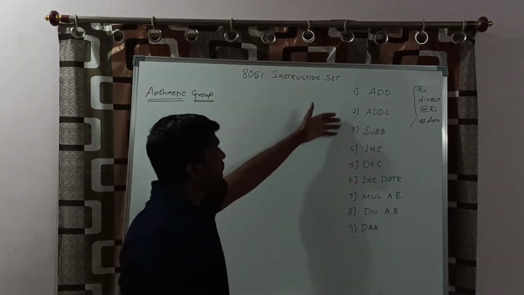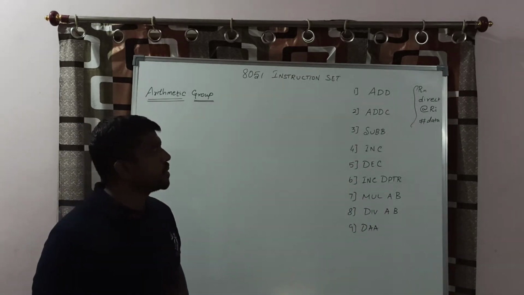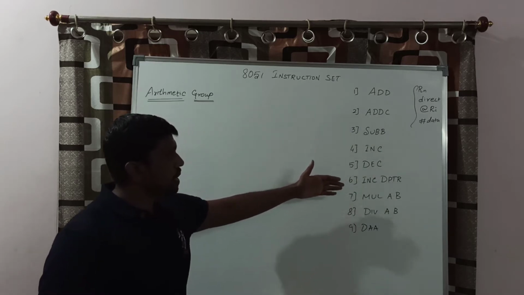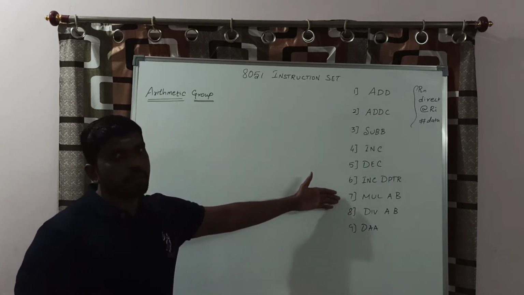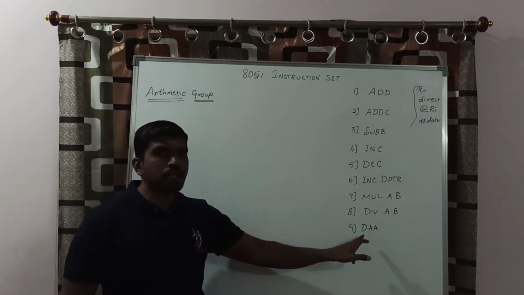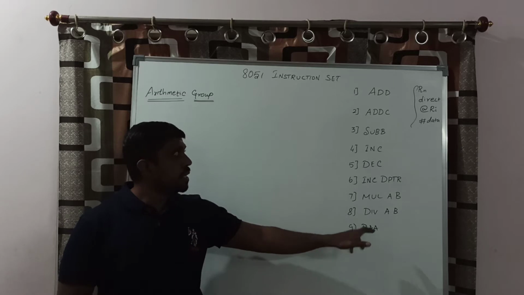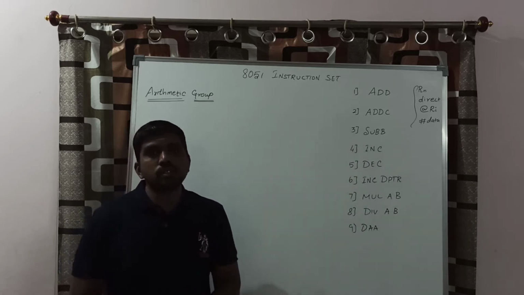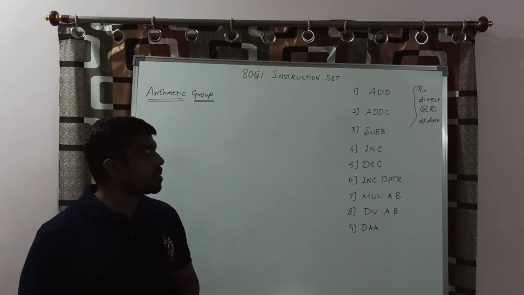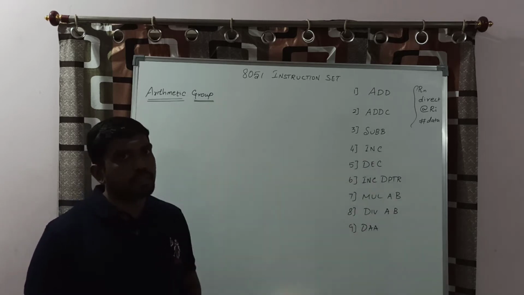These are the instructions that come under the arithmetic group: addition, subtraction, increment, decrement, increment DPTR, multiplication, division, and DAA. DAA represents decimal adjust accumulator. These instructions we already discussed in the 8085 microprocessor and 8086 microprocessor, but the notation is different.